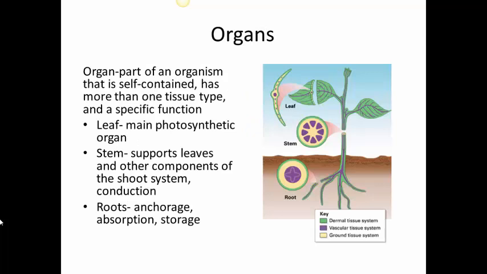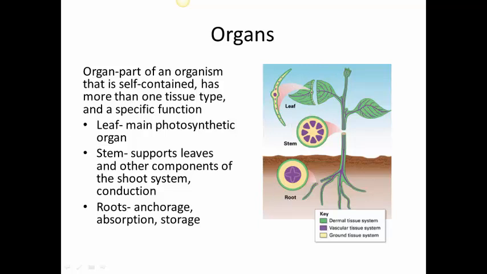Okay, so we've looked at the dermal tissue, the ground tissue, and the vascular tissue. Now we're going to look at the plant organs. And an organ is part of an organism that is self-contained, has more than one tissue type, and a specific function. So that definition would include the leaf, the stem, and the roots of plants.